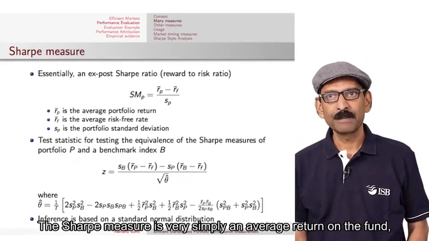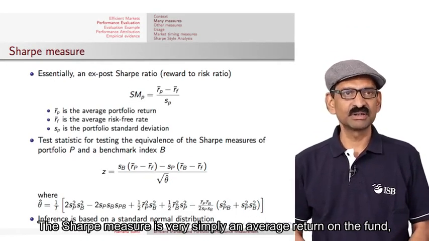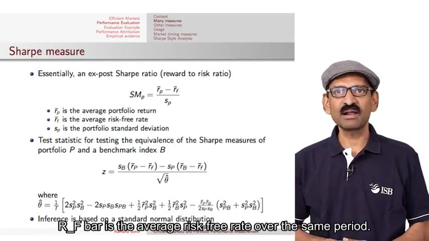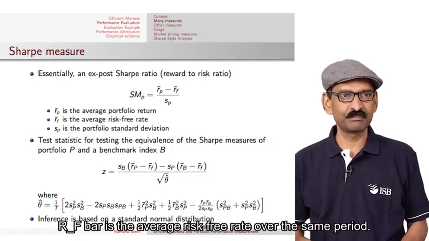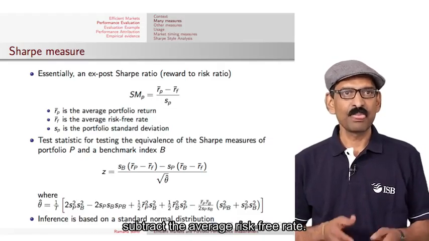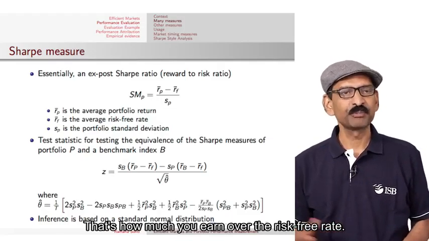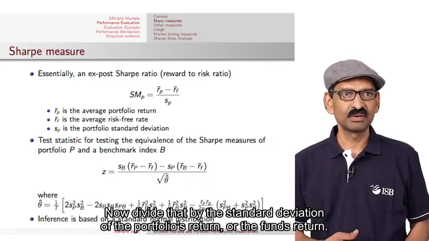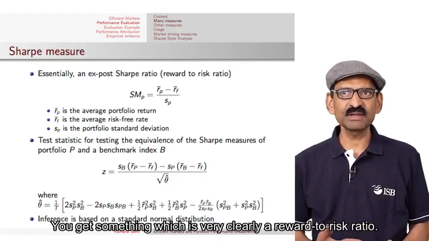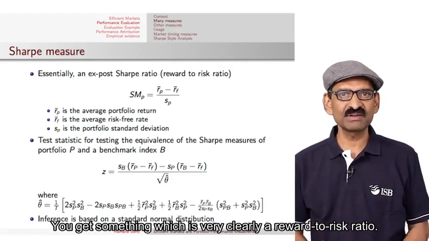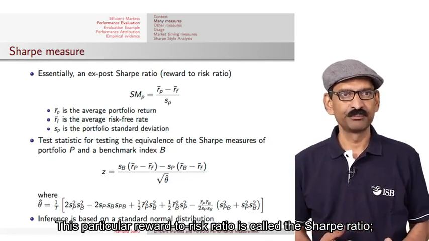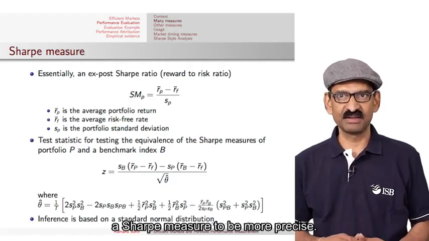Now, the Sharpe measure is very simply based on the average return on the fund. So, RP bar is simply the return on a particular fund. RF bar is the average risk-free rate over the same period. So, take the average return of the fund, subtract the average risk-free rate. That's how much you earned over the risk-free rate. Now, divide that by the standard deviation of the portfolio's return or the fund's return, right? And what do you get? You get something which is very clearly a reward to risk ratio. This particular reward to risk ratio is called a Sharpe ratio, a Sharpe measure to be more precise, right?